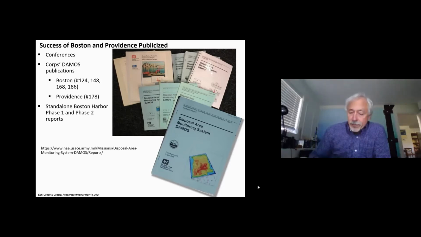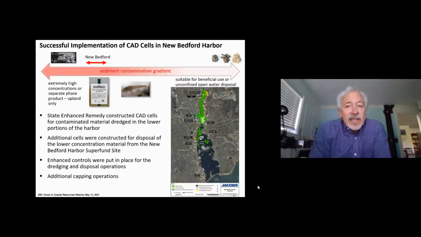And that word was taken to New Bedford, where if we look at our sediment contamination gradient, we've actually slid the arrow further over to the left here, more contaminated material, where not only some sort of state enhanced remedy material, but also some Superfund material, higher levels of PCBs, was actually placed into CAD cells very successfully, with a tremendous cost savings to the remediation of the harbor.